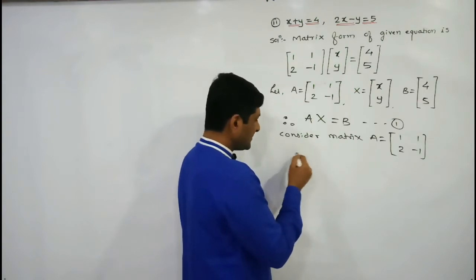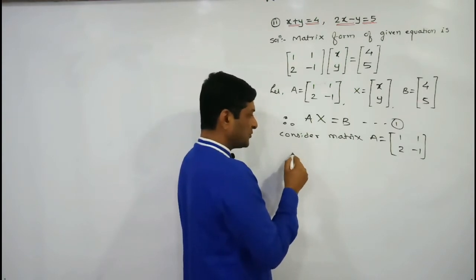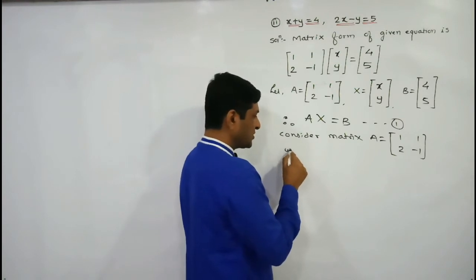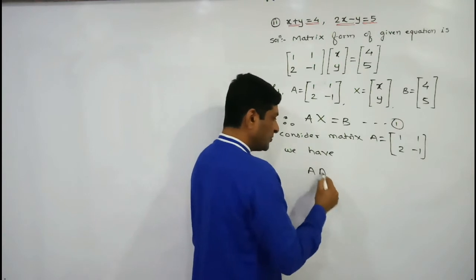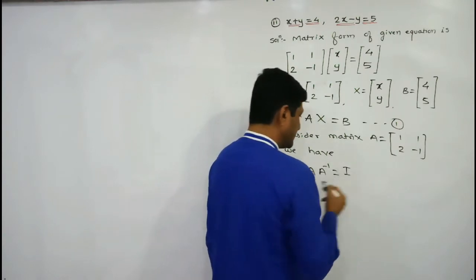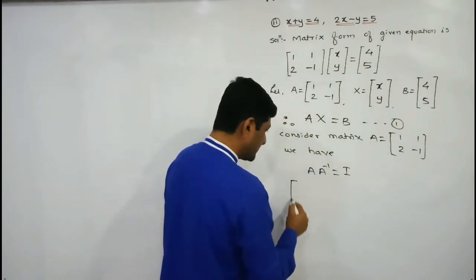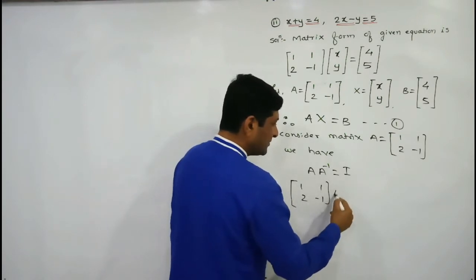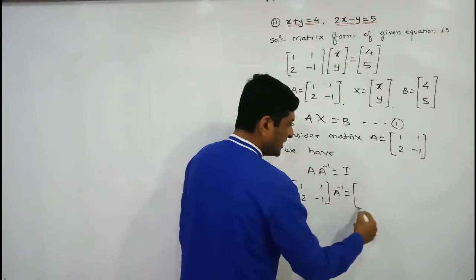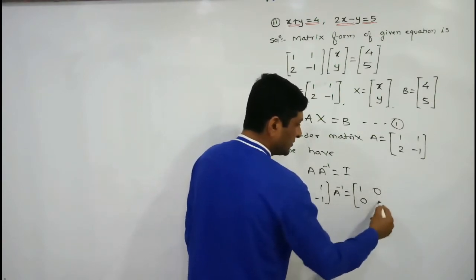So if we are applying row transformation, which condition are we using? A into A inverse is equal to identity. Write down the elements of the matrix A, where its elements are 1, 1, 2, -1. A inverse, keep it as it is. On this side write down the elements of the identity matrix: 1, 0, 0, 1.